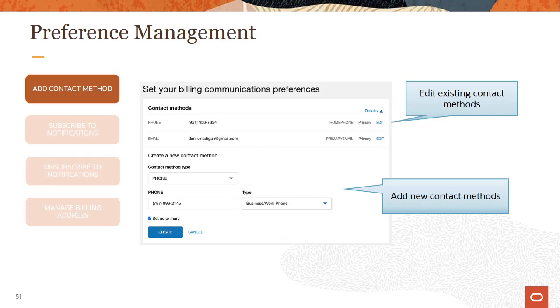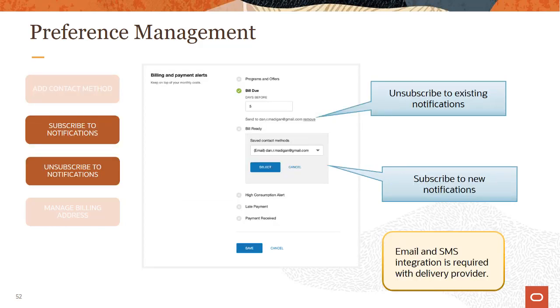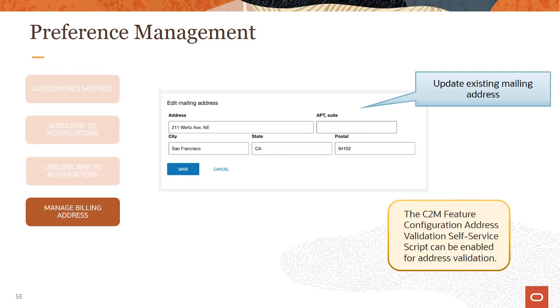DSST will display existing contact methods to the customer and supports adding new methods online. Any changes to contact methods are immediately reflected in the billing system. DSST handles the preferences for subscribing and unsubscribing from notifications right out of the box. To trigger and deliver these notifications on the customer's selected channel, utilities must integrate with an email SMS delivery provider, such as Oracle Responsys. Finally, customers may edit the mailing address where they receive bills or enroll in paperless billing.